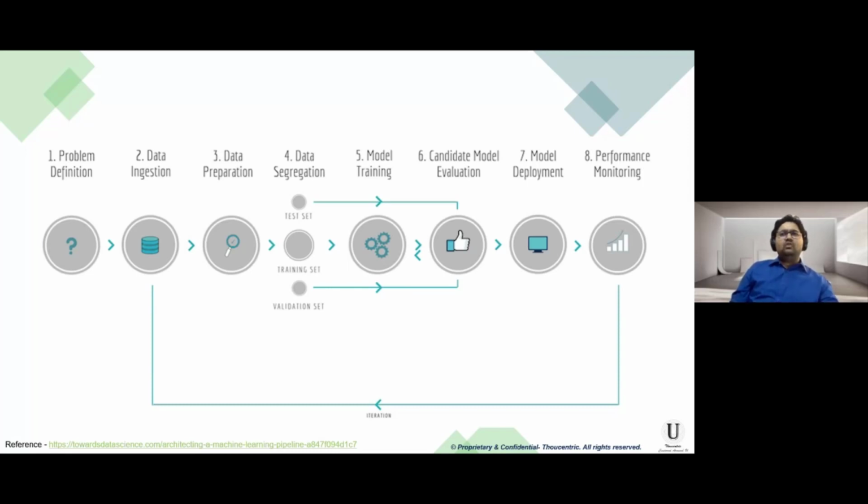Now, the whole pipeline, and this is one of the opinions of the pipeline, there could be different ones, and it could be less or more depending on which company we are at or how our company treats it. So we have described it in 8 steps: problem definition, data ingestion, data preparation, data segregation, model training, candidate model evaluation, model deployment, and performance monitoring. Some of these are iterative steps, and we'll touch upon them.